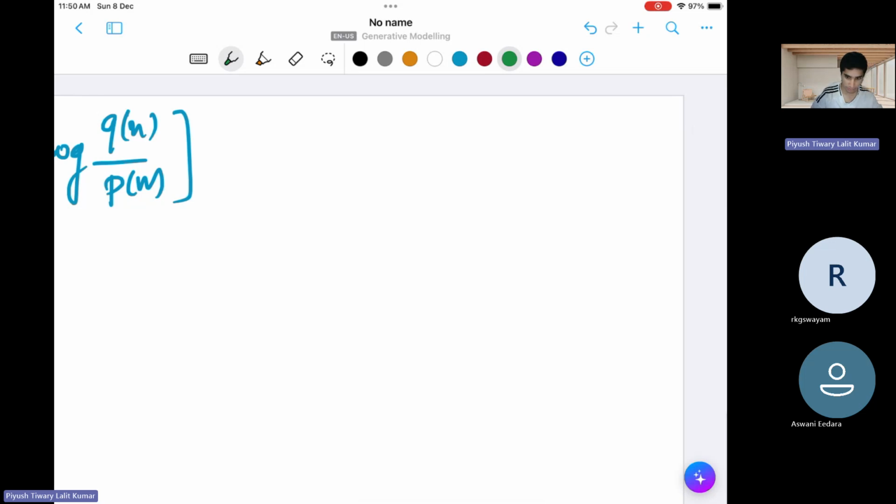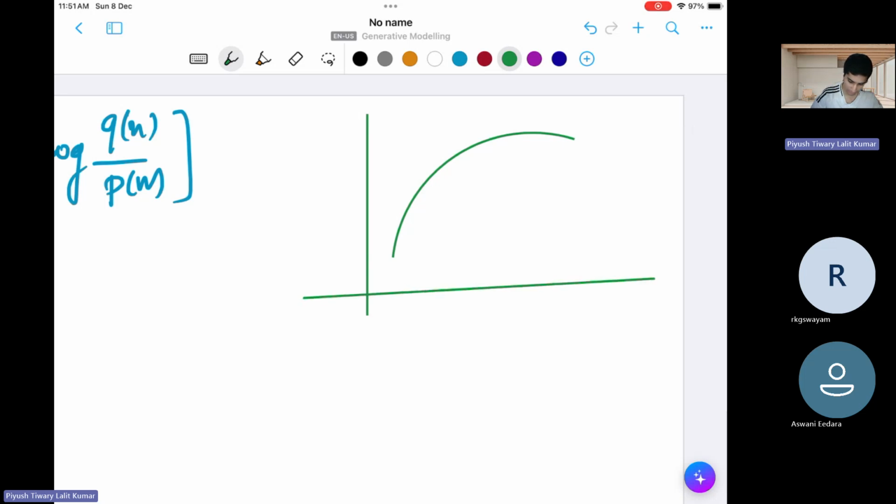Let's say you have a function like this. This is your y-axis, and this is your x-axis, and this is your function f. Remember that this is a concave function. I visualize concave functions as those where the curve is facing upwards. Consider two points here, A and B.